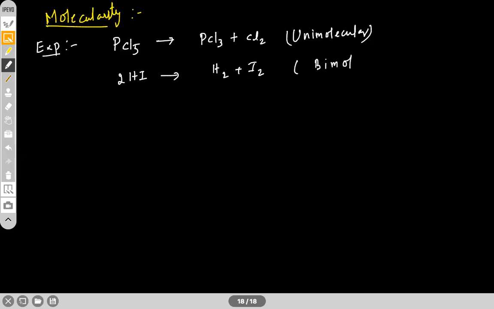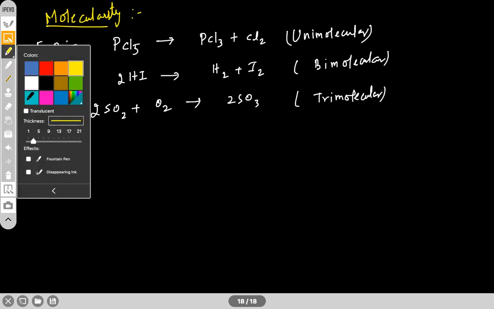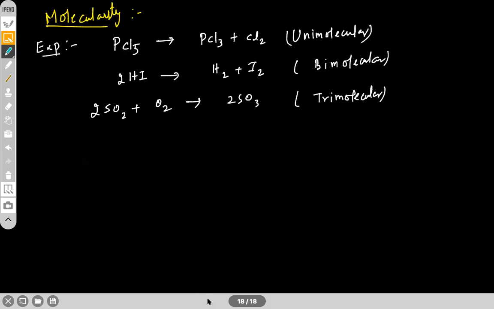All these are single step, guys. Bimolecular reaction. If it is 2SO2 plus O2 gives 2SO3, the number of molecules involved is 3, so it is a trimolecular reaction. Okay, these three different types of reaction we have based on the molecularity of the reaction. Correct? The next one is the decomposition of H2O2, you see.